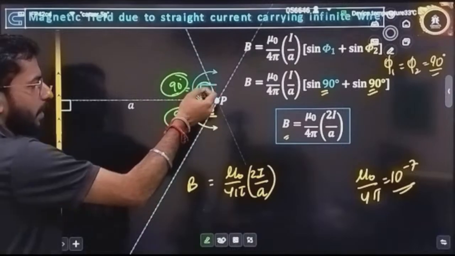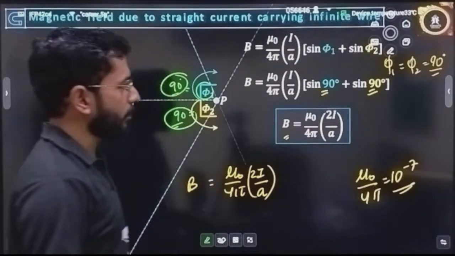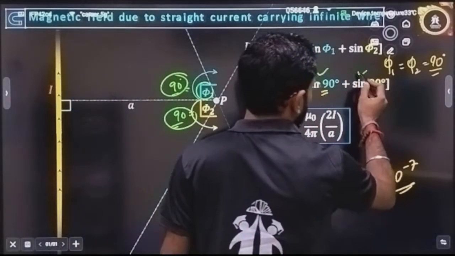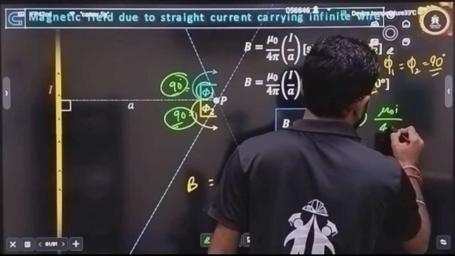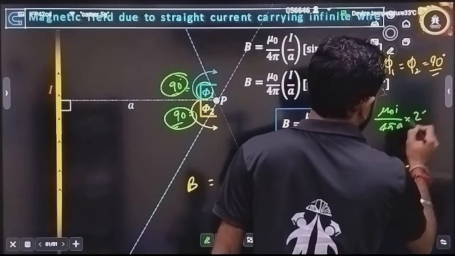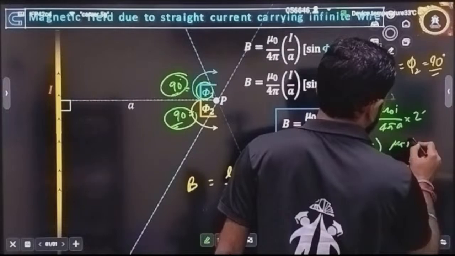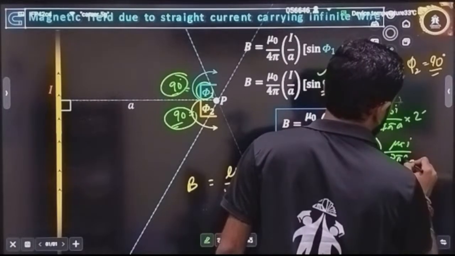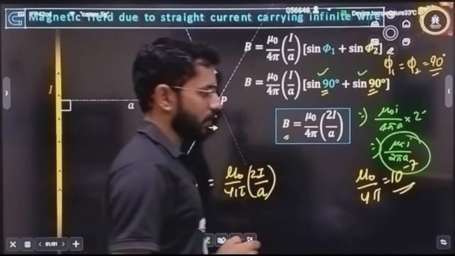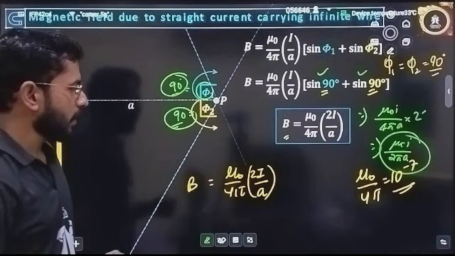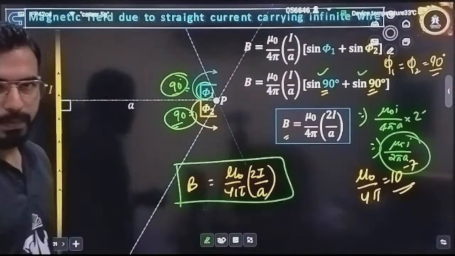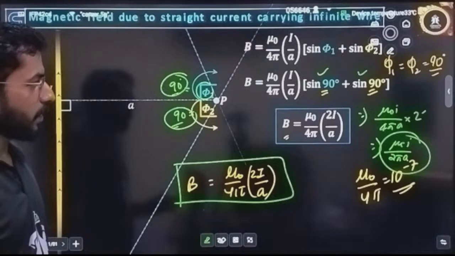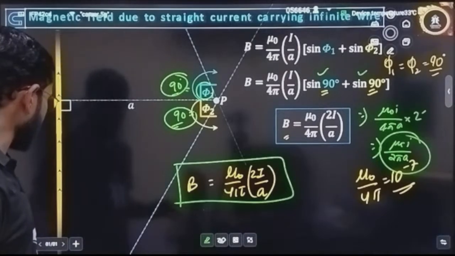So in our basic formula, can I satisfy both 90, 90? If I am satisfying 90, 90, it will become 1, 1. That means finally the result will be what? Outside it is mu naught I divided by 4 pi a into 2. That means finally the result that you will be getting is mu naught I divided by 2 pi a. This is the result that you are going to get from here. B is equal to mu naught I divided by 2 pi a. Correct? The final result that you have to remember. This is also a very standard result, special case.